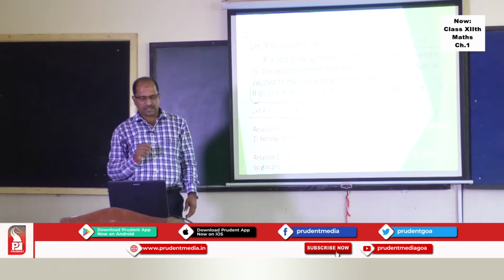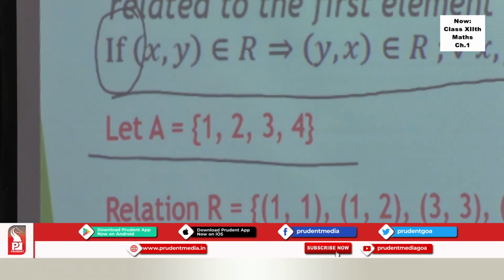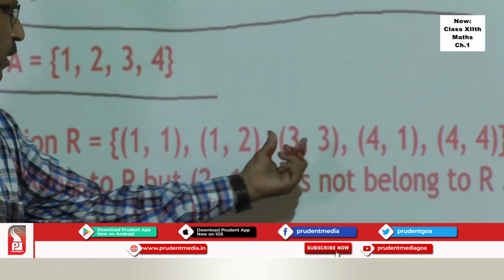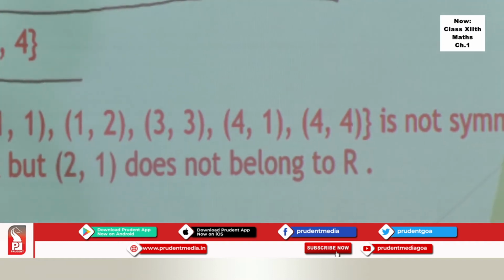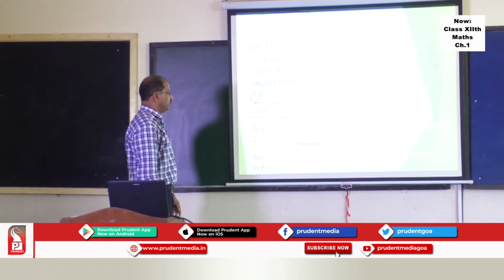An example is given here. Again, set A is taken as {1, 2, 3, 4}, and the relation R is given as (1,1), (1,2), (3,1), (4,1) and (4,4). And this relation, if you check properly, is not symmetric. Why? Because (1,2) belongs to this relation, but the opposite of that, (2,1), does not belong to the relation. See, (2,1) does not belong to the relation.